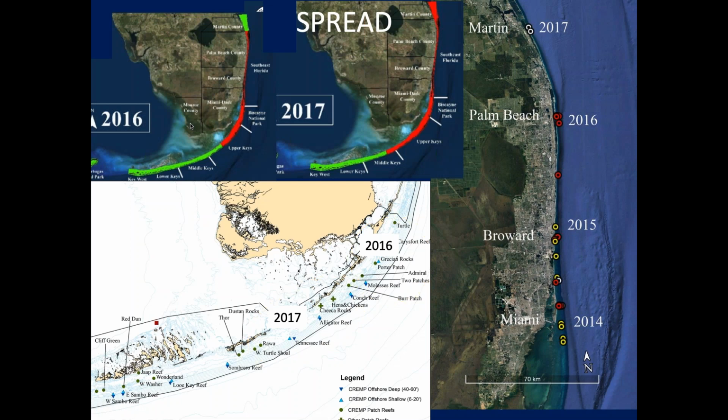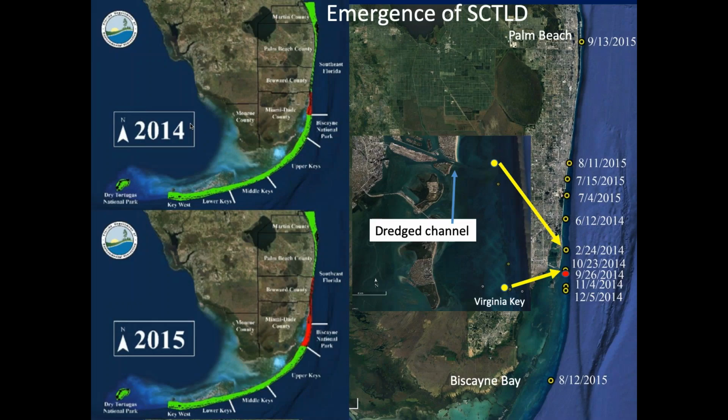SCTLD is the first coral disease that has shown a linear pattern of spread, with outbreaks radiating outward from its epicenter and progressively advancing both north and south throughout the entire reef system. It was first reported in September of 2014 off of Miami on reefs near Virginia Key, and within a year it had reached Palm Beach County in the north and Biscayne Bay in the south.